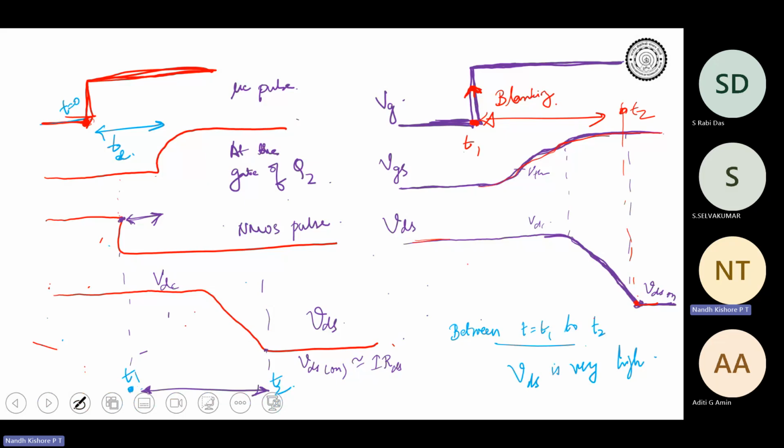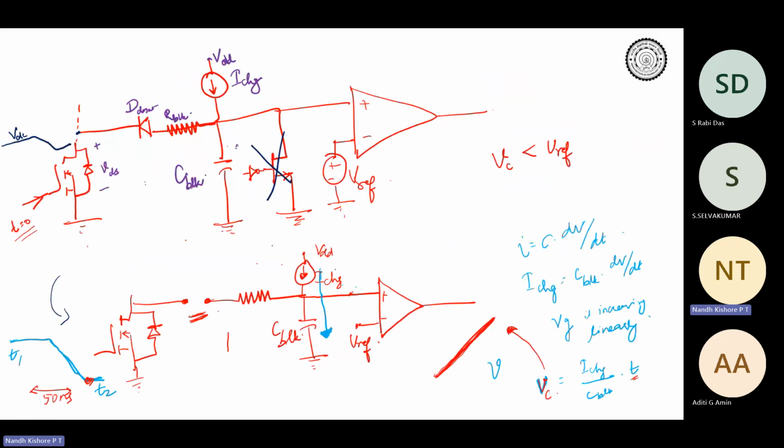This period is called blanking period or blanking time. During the blanking period, your capacitor CBLK kicks into play. That's why it's called the blanking capacitor, because during this period only your I charge will flow through CBLK, and the voltage increases. You will size your CBLK so that your VC will be less than VREF.